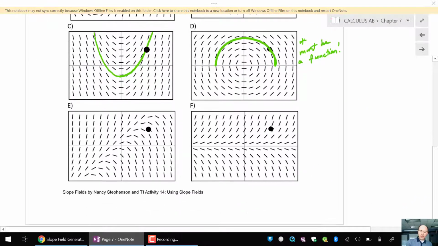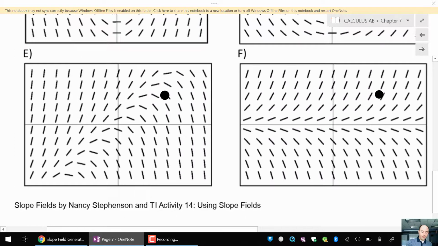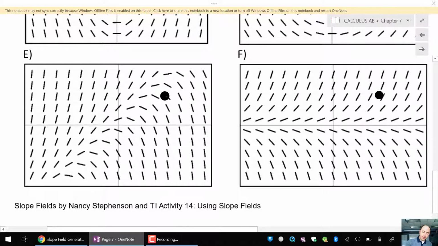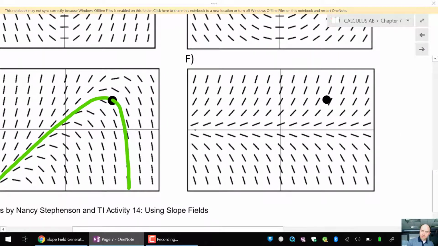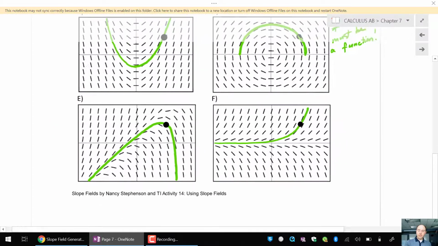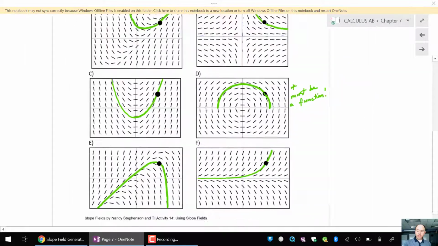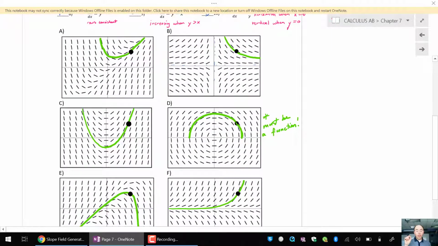And then finally, letters E and F. I try to start from my initial condition. Maybe something like that. And then letter F over here. This almost looks exponential. And there we have it. So those are 6 different particular solutions through the given initial condition that sort of fit on top of the slope field sketches. Now, one last thing.